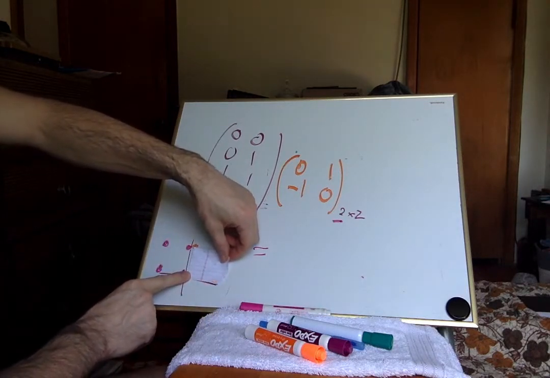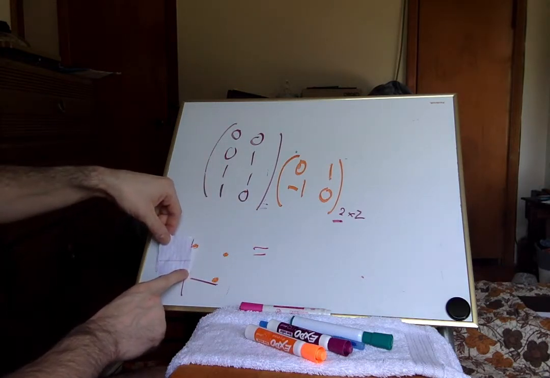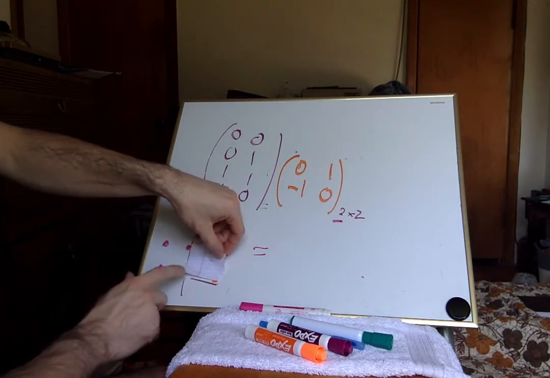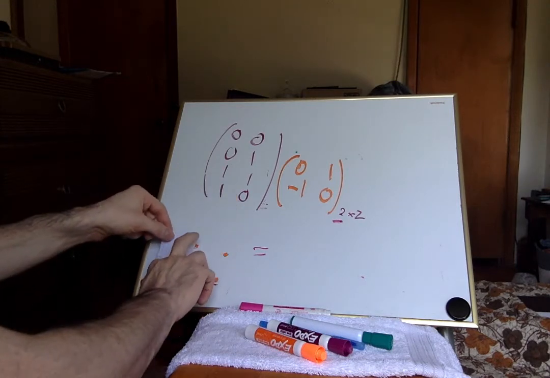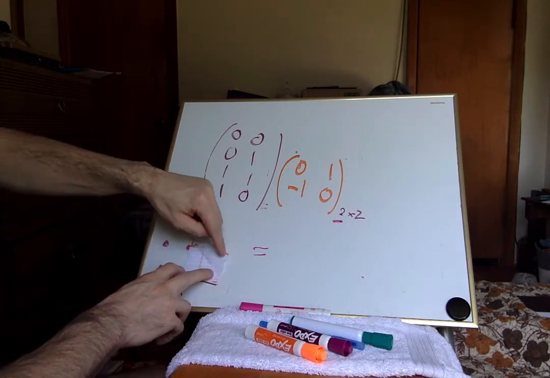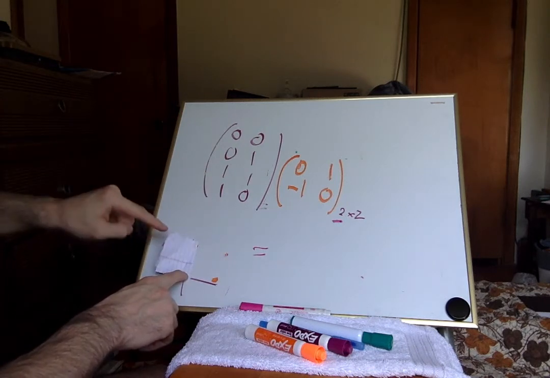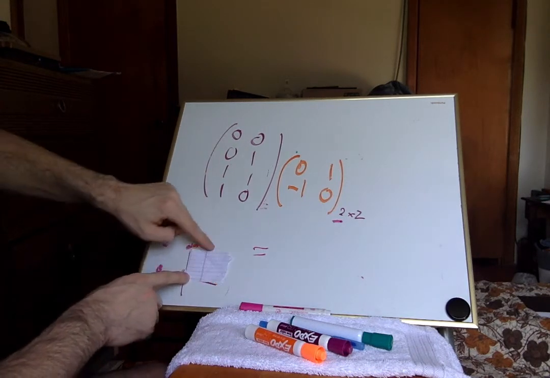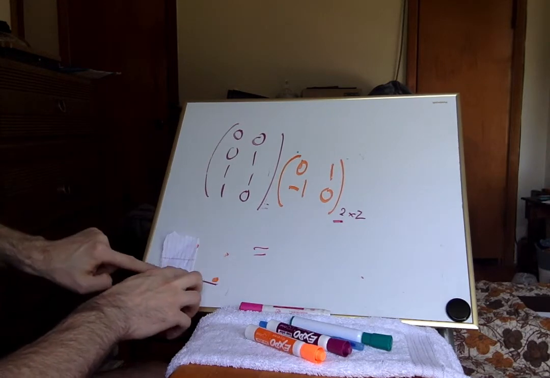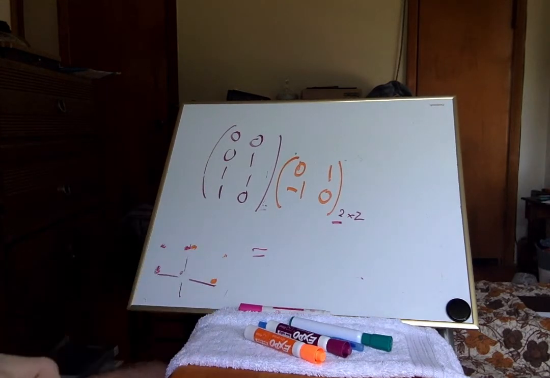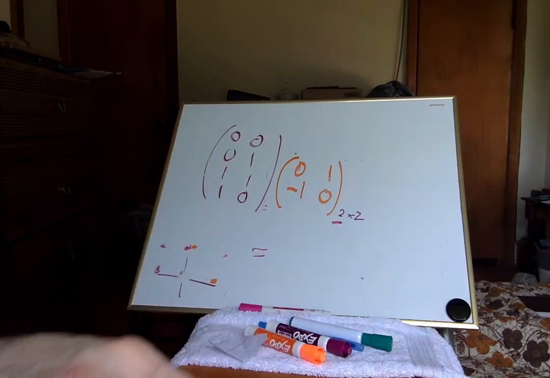Rotate it by 90 degrees, right? Like that. So this point stays where it is. This point is going up here. This point here is going right here, and this point here is going right here. Okay, so that's what's up.